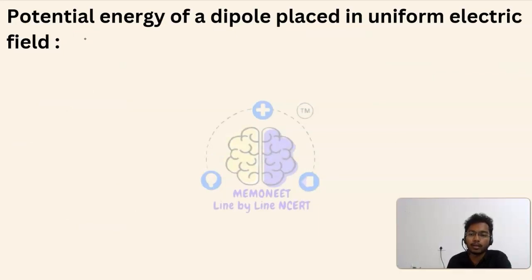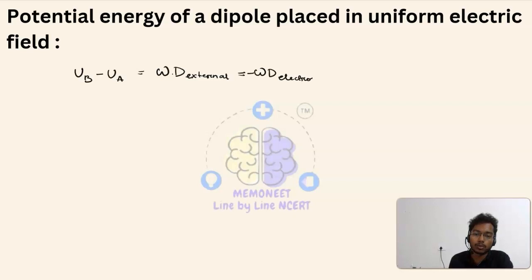Now we know the potential energy. In the previous lecture I taught you that the potential energy difference UB minus UA is equal to the work done by the external agent, which will be equal to minus the work done by the electrostatic force, the conservative force. For the rotating dipole, UB minus UA is equal to the integration of the work done, which is F dot ds.